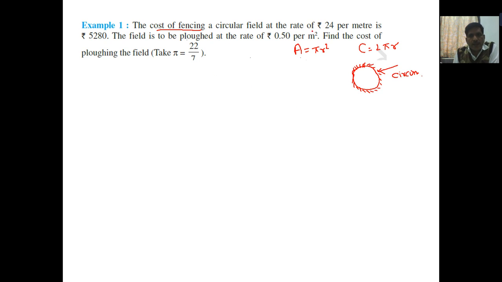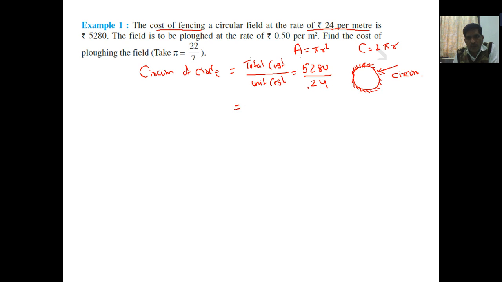So at rupees 20 per meter, the circumference of the circle is equal to total cost divided by unit cost, that is 5280 divided by 24. You will get some value. 24 2s are 48, again 48, 24 2s are 48, and 0. So 220, we can get the circumference.